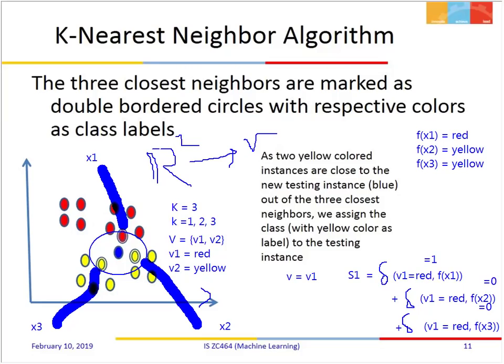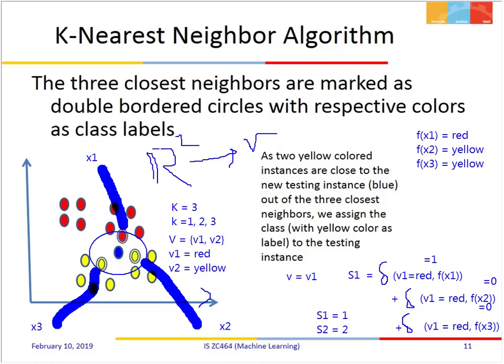Similarly, if you will go on computing S2 over V2, where V2 is nothing but yellow, what will you find? Because f of x2 is yellow and V2 is yellow, the second term for S2 will give us 1. The third term will also give us 1. So basically S2 will be 2, right? So in that case, basically we are trying to find out maximum of S1 and S2. Okay. So this is going to give us 2.